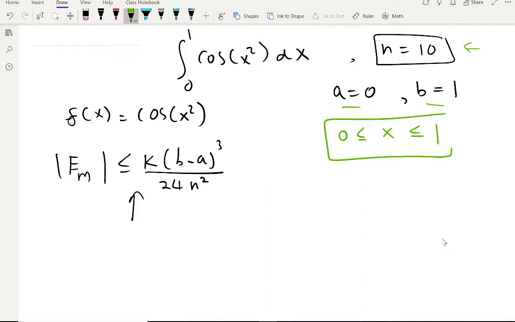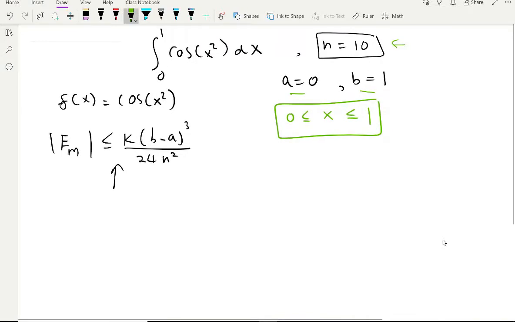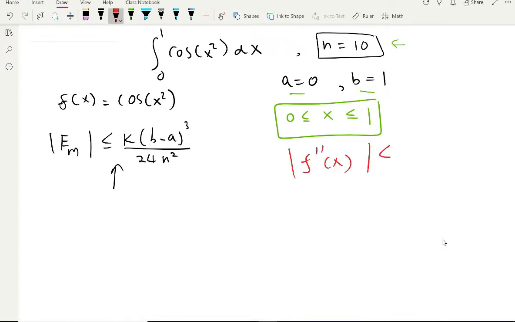We don't care what happens outside this interval. So the window that we care about is between 0 and 1. We know the definition of k is that it's the bound for the absolute value of the second derivative of the function.